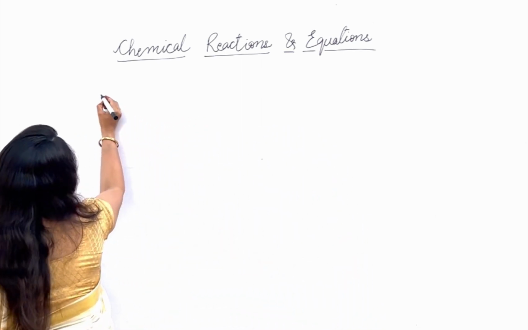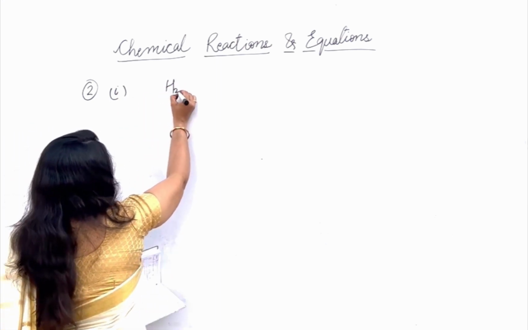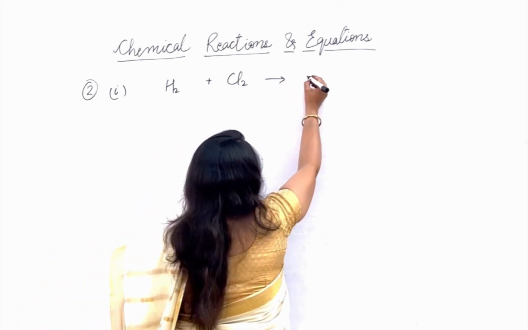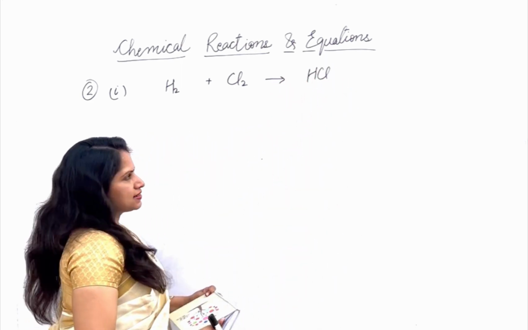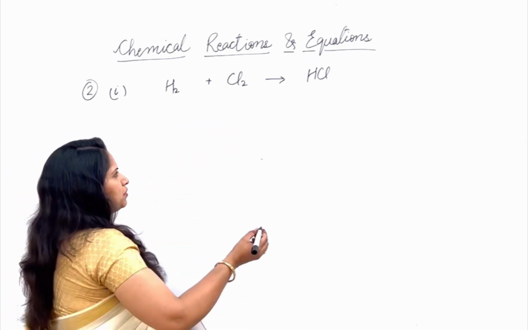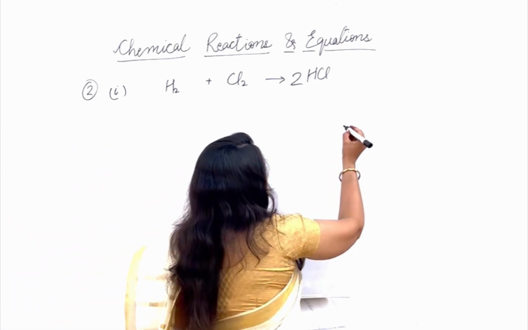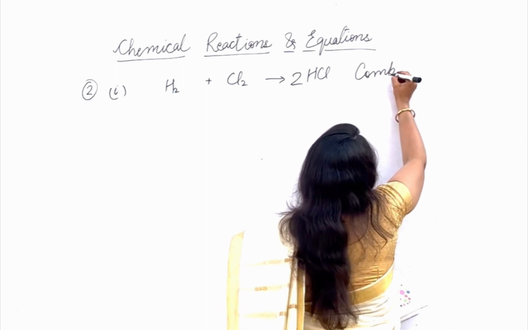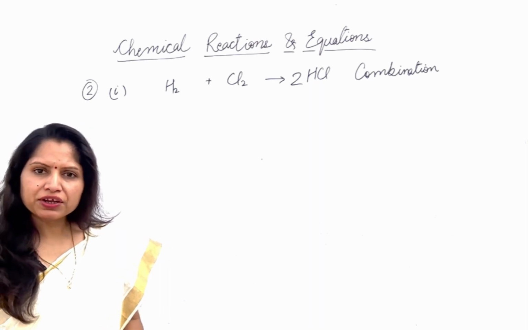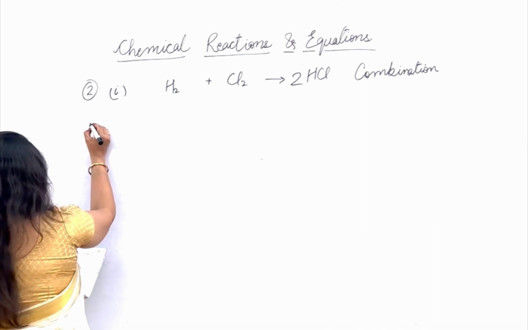It's very easy. It's question number 2. First part, hydrogen gas combines with chlorine to form HCl, hydrochloric acid. You can see that 2 hydrogen atoms are there, 2 chlorine atoms are there. So 2 molecules of HCl should be formed. Which type of reaction is that? That is a combination reaction. You all know that whenever 2 reactants combine together to form a single product, that is known as a combination reaction.